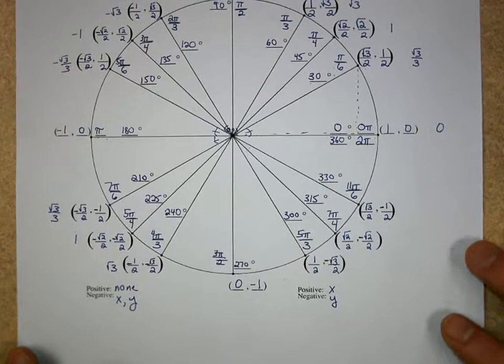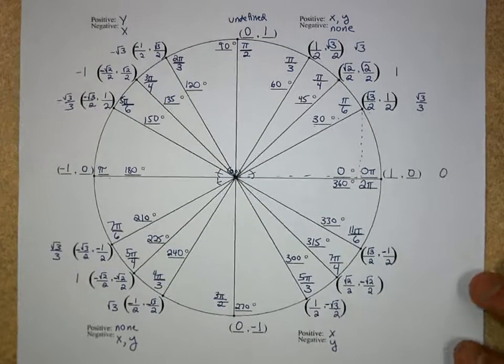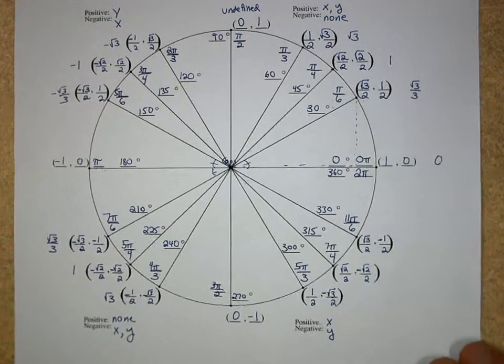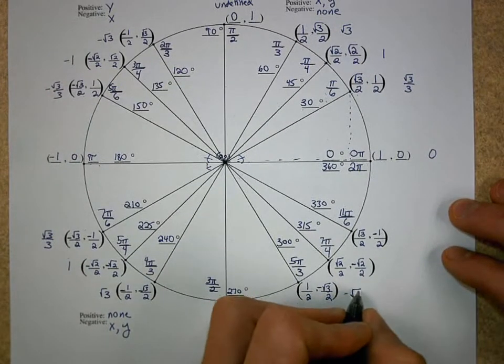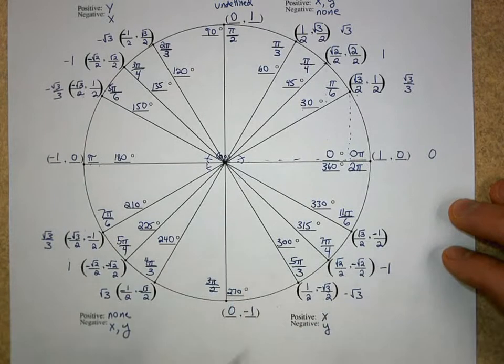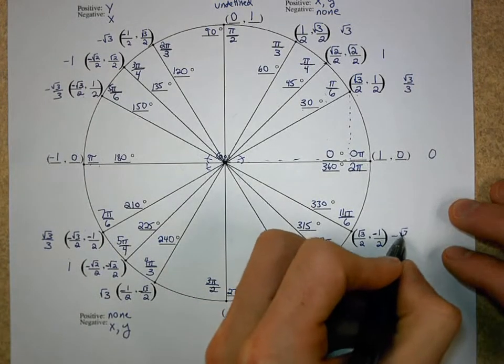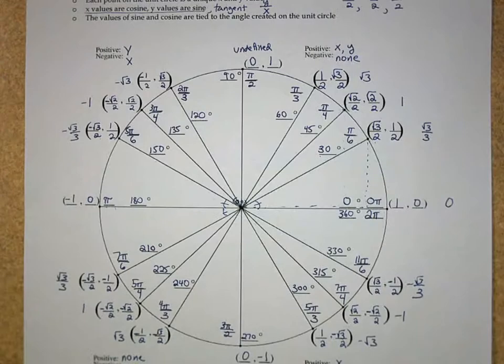And then finally my fourth quadrant, I'm going to have negative tangents once again because I've got a negative y divided by a positive x. So negative square root of 3, negative 1, and negative square root of 3. So there's how you generate the complete unit circle.